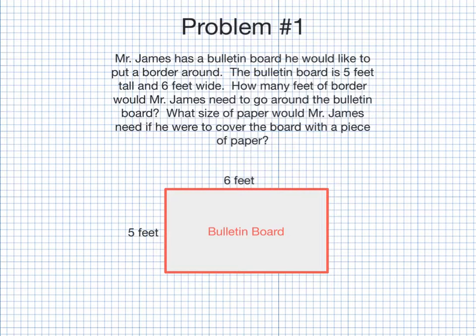Moving on to our first problem. Mr. James has a bulletin board he would like to put a border around. The bulletin board is 5 feet tall and 6 feet wide. How many feet of border would Mr. James need to go around the bulletin board? What size of paper would Mr. James need if we were to cover the board with a piece of paper? First, let's label the bulletin board on the bottom of the page: 5 feet tall and 6 feet wide. On the next page, we will go through the first part of the problem, and then we will cover the last part of the problem.